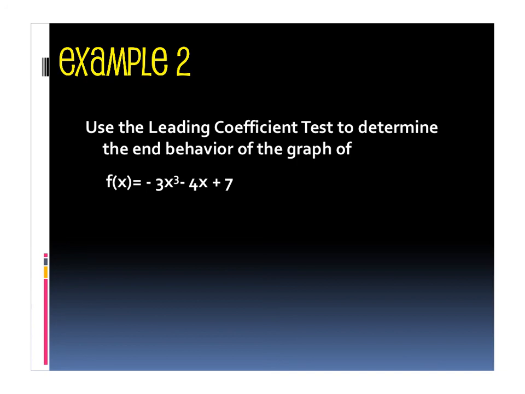Which tells me what, without even looking at the number at the front? If it's odd, then what? Are they both going in the same direction or one going up, one going down? One goes up, one goes down. To figure out which one does what, I look at the coefficient on the front. So the coefficient of the x to the third term is what? Negative 3. If it's negative, that tells me what? It rises left and falls right.